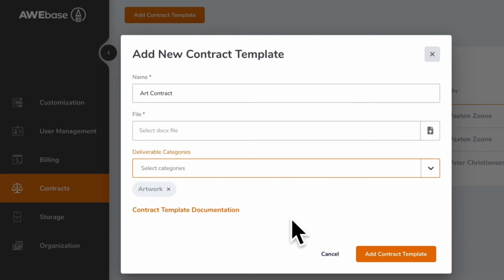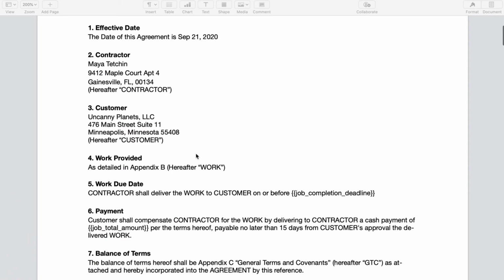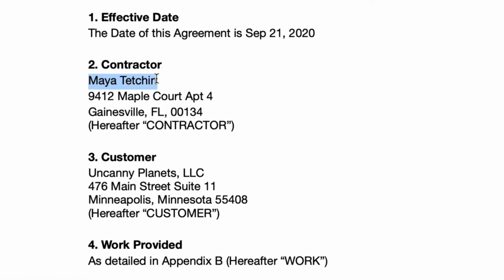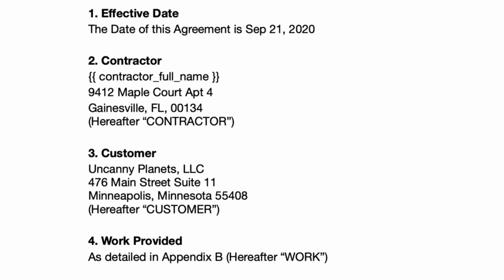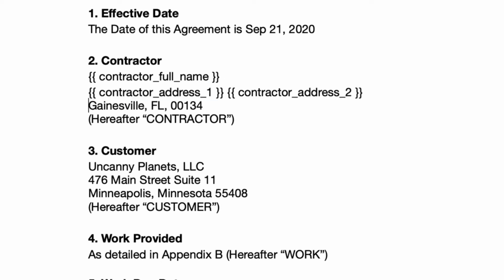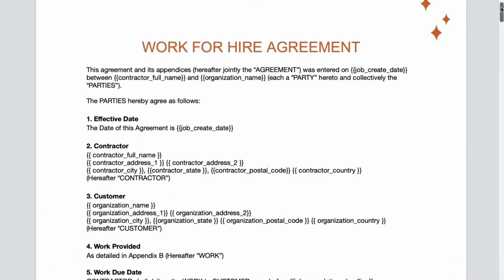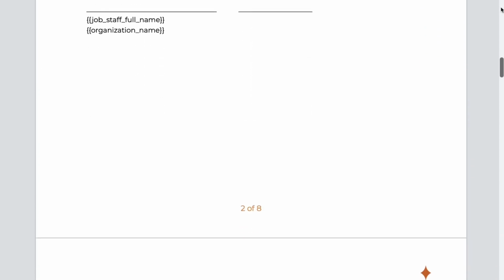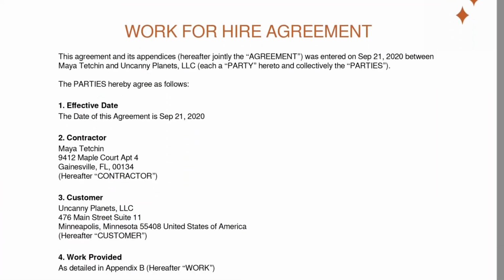Let's take a closer look at how to create a contract template. Start with your organization's standard contract. Open it up in your favorite word processor, then start replacing key information, such as the contractor's name and address, with variables. Each variable represents a piece of data from your project that will be filled in when the contract is generated. Notice that every variable is surrounded by double curly brackets. The curly brackets tell AWEbase that whatever is inside them is a variable. AWEbase has an extensive list of variables, which are listed in the documentation. Using some of these variables, you'll be able to create a template that looks like this, that can generate a contract that looks like this.